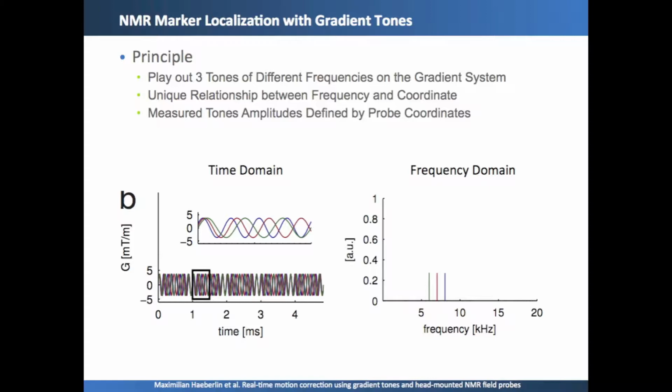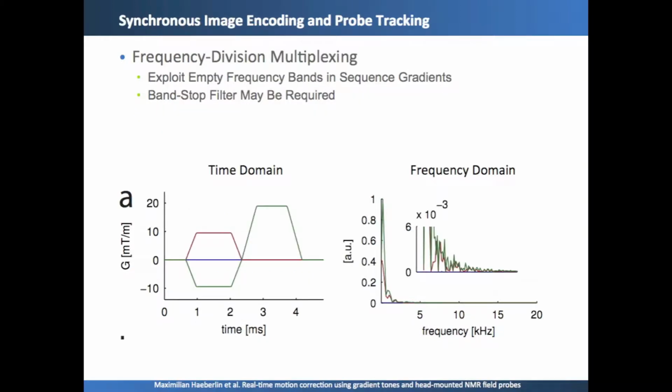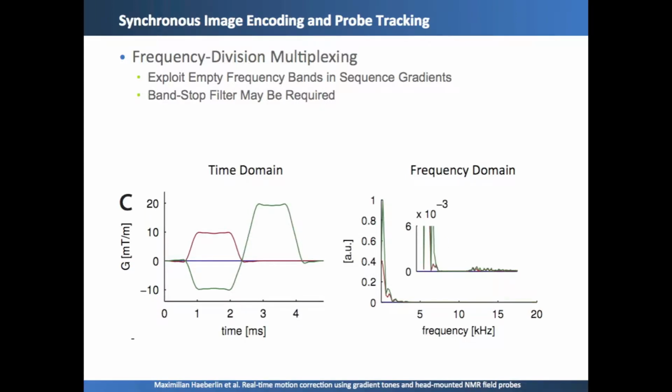The field probe's coordinate along one such dimension is then proportional to the magnitude of the measured frequency component in the probe's phase signal. The superposition of gradient tones and existing sequence gradients can be established in a straightforward way. You just add them. However, you first want to make sure that the tones are orthogonal to the sequence waveforms, which can be achieved by applying a band stop filter to the sequence gradients as illustrated here prior to inserting the tones.